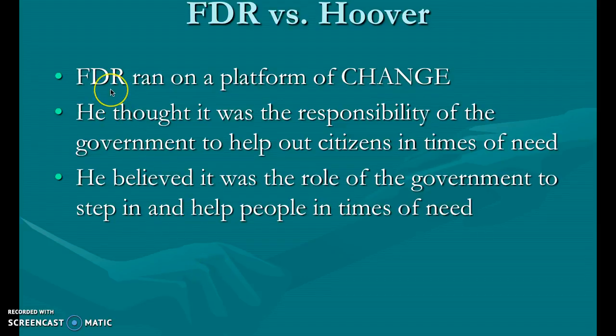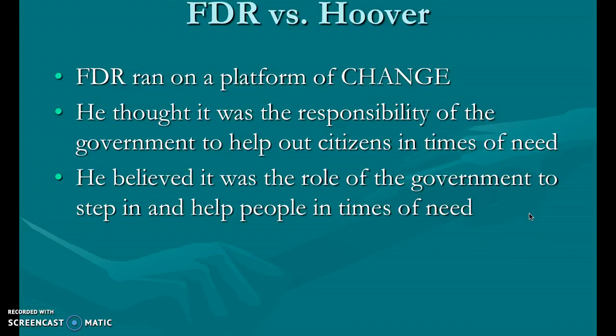So all he had to do, FDR, was say, hey, I'm going to change things. What FDR believed was the complete opposite of what Hoover believed. FDR thought it was the responsibility of the government to help out its citizens. So if somebody needed welfare, FDR believed that the government should provide that for them. If somebody needed a job, FDR believed the government should help find people jobs. If people needed food for their kids, FDR thought it was the responsibility of the government to give them food.